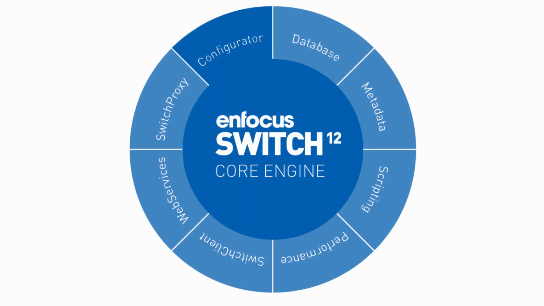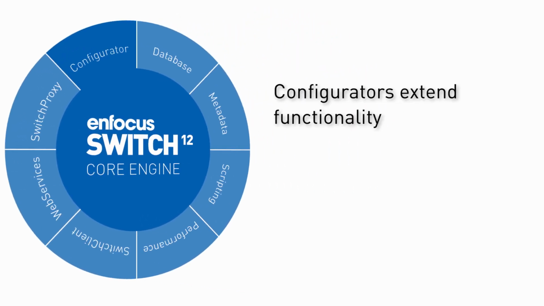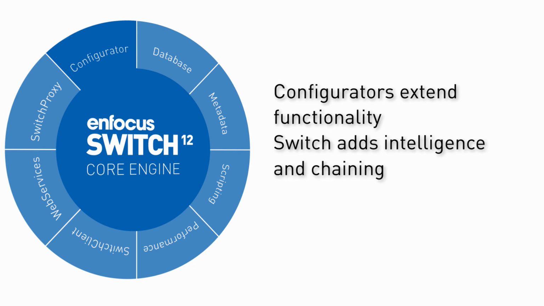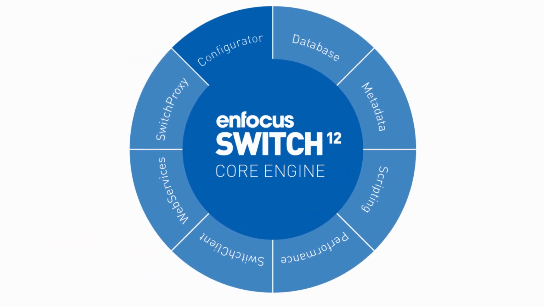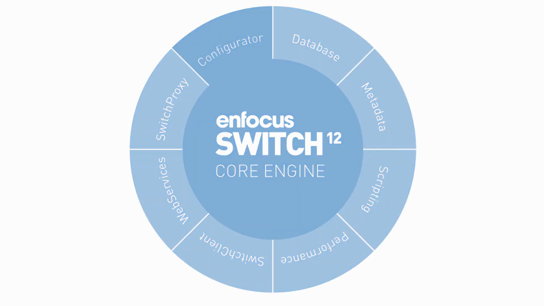As you could see, the configurator module is not without reason the most popular extension of the Switch Core Engine. The third-party applications bring value to Switch by extending its functionality, and Switch brings value to the third-party applications by using them in an intelligent way and by chaining them in the correct order to achieve a real end-to-end automation. Be sure to watch the videos on some of the other modules as well to see how these can further expand the power of Switch.